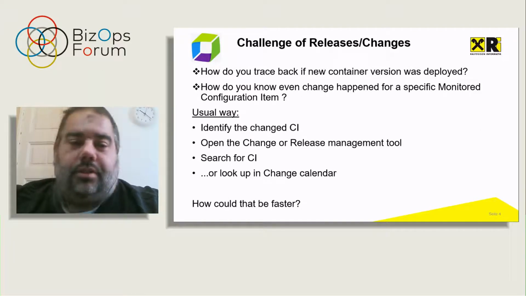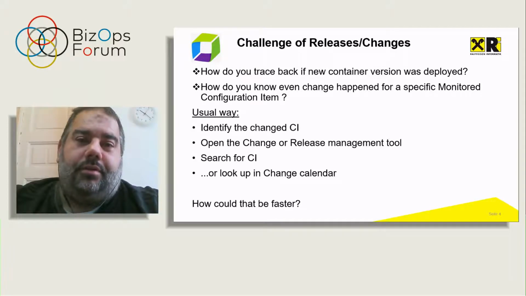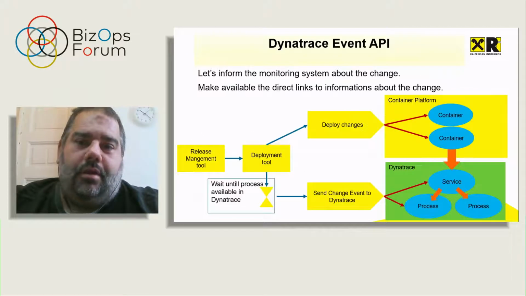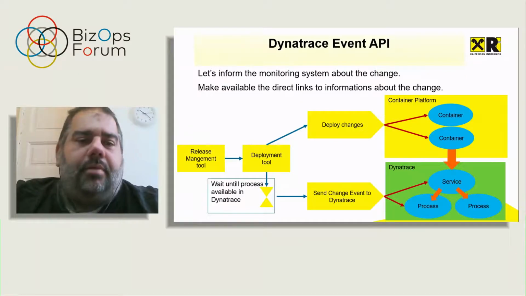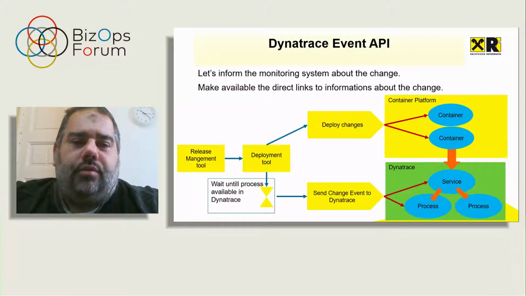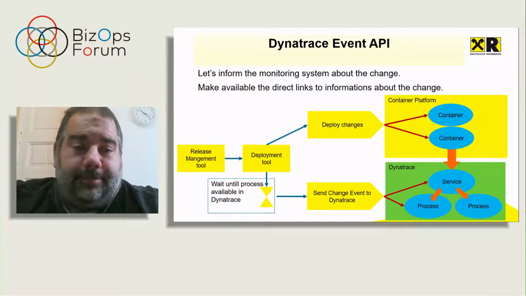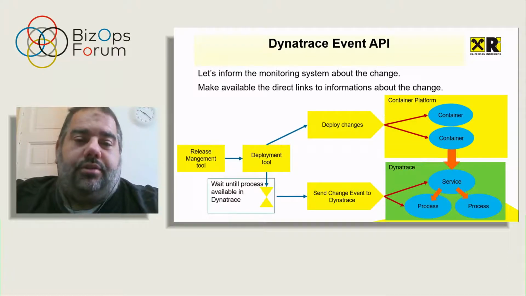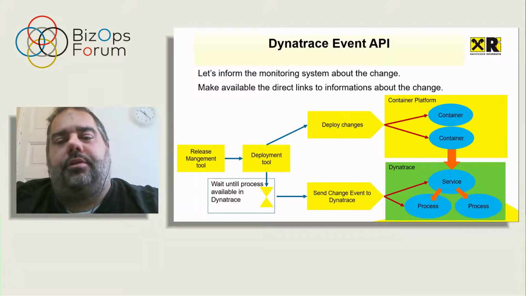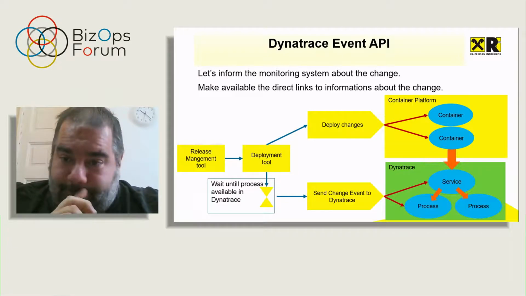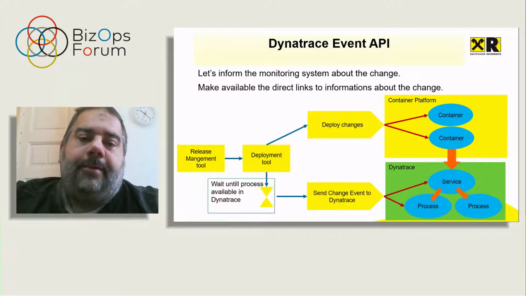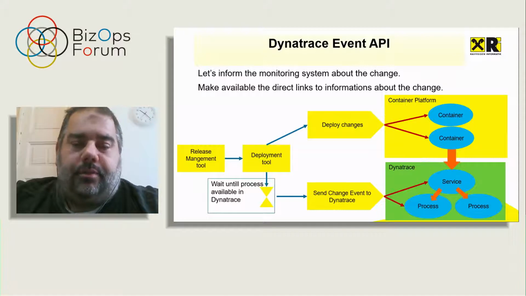That was one of the challenges we tried to solve with an actual solution. So what is this Dynatrace Event API that we have used? The plan is to inform the monitoring system about the change and provide as much information as possible about the change directly to the monitoring system, which makes it easier to trace the change back to the source information.